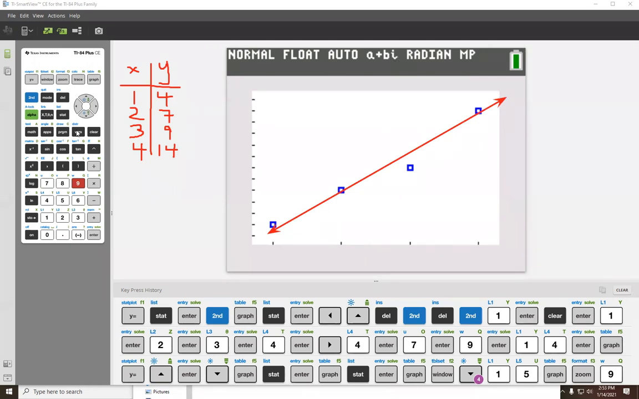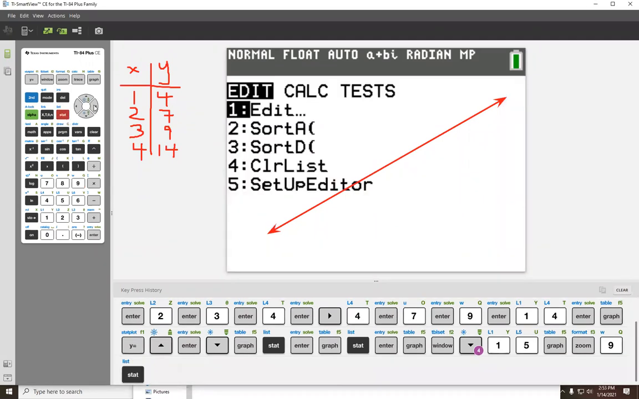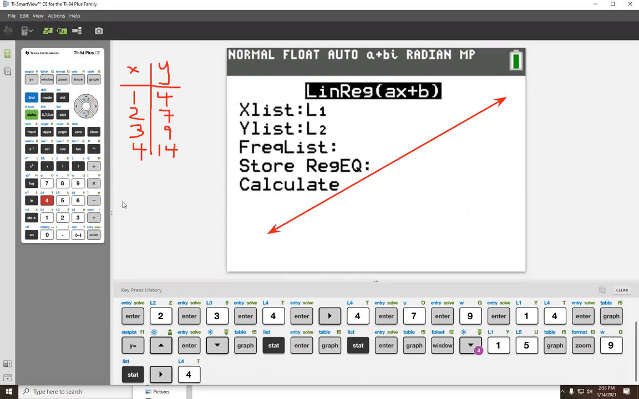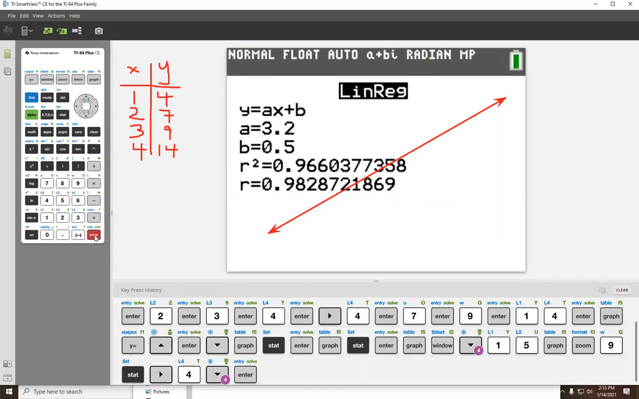So let's see how to do that. So we'll go stat, and then this time right arrow, and we want to pick linear regression, as in straight line. I want to get the straight line that best matches those points. Okay, so I'll go calculate, and that straight line that best matches the points is going to be y equals a, which is 3.2, so 3.2x, plus b, which is 0.5.